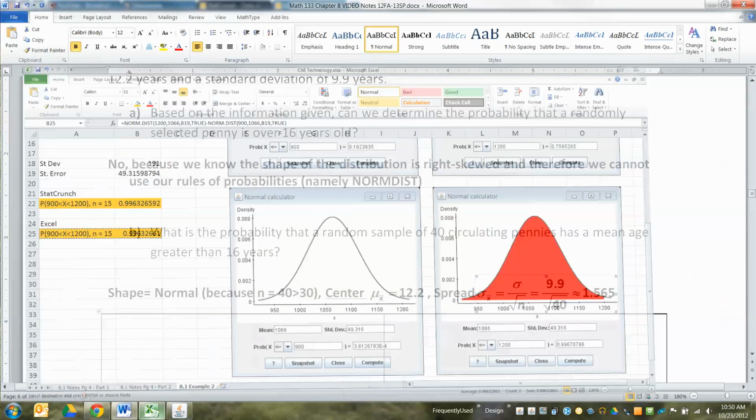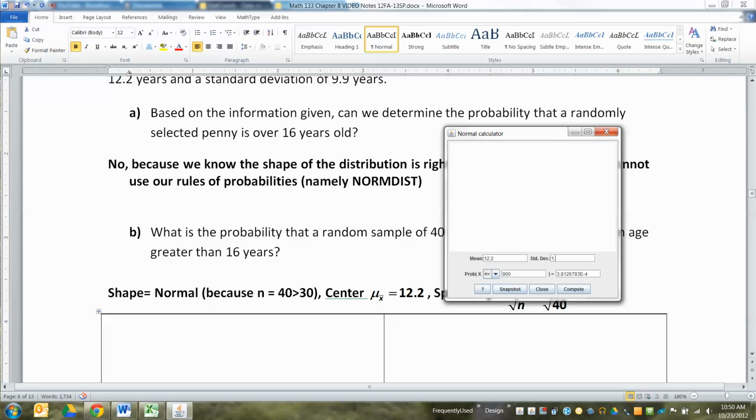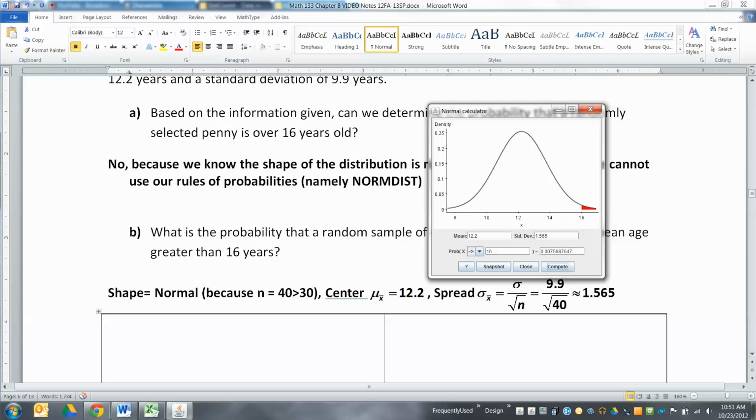So I'm going to put that away. I'm going to type 1.565 right here, not 9.9. 9.9 was for individual pennies. Now I want greater than, so I can switch this to a greater than symbol and put 16 in here and click compute. And there we go. 12.2 is the center. The standard deviation, it's really the standard error, if you will, is 1.565 because it's 9.9 over the square root of 40. I did a greater than because it wants older, so I switched this little symbol to a greater than. And I did 16, and then I found it.